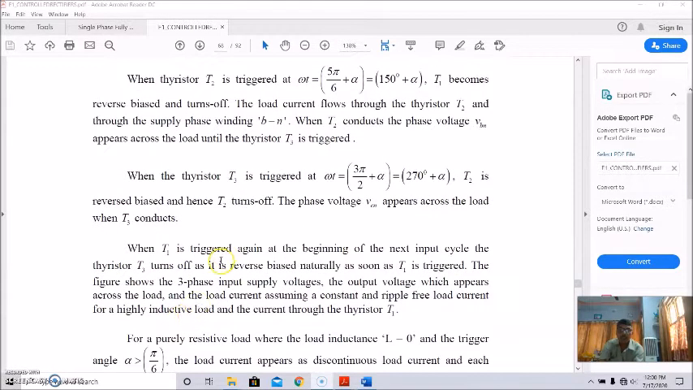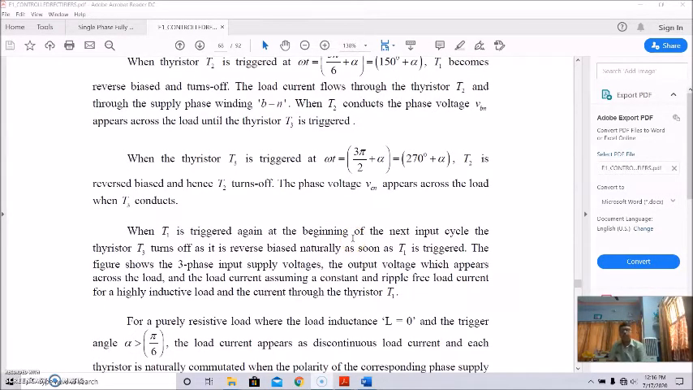So when T1 is triggered again at the beginning of the next input cycle, thyristor T3 turns off as it is reverse biased naturally as soon as thyristor 1 is triggered. The figure shows the three-phase input supply voltage, the output voltage which appears across the load, the load current assuming a constant and ripple-free load current for a highly inductive load, and the current through thyristor T1. Okay, so that's all.